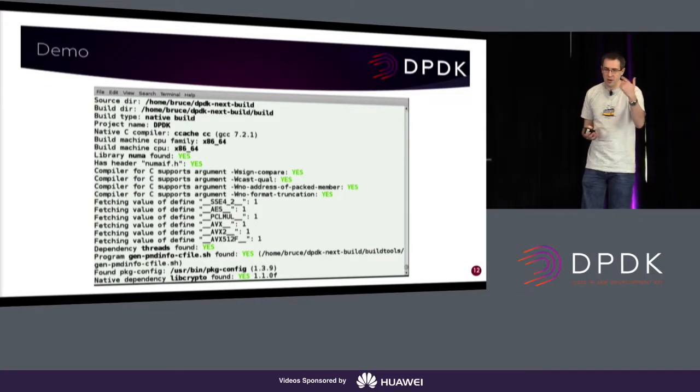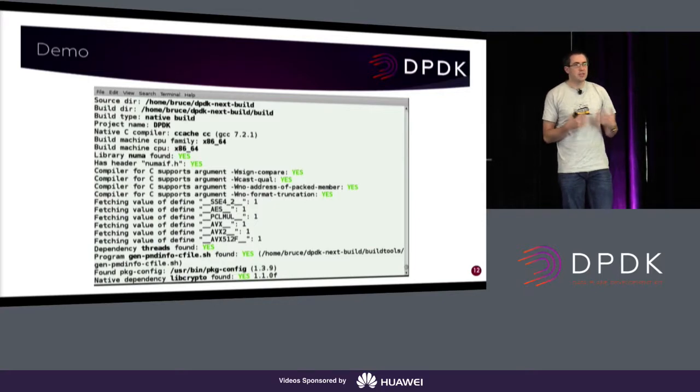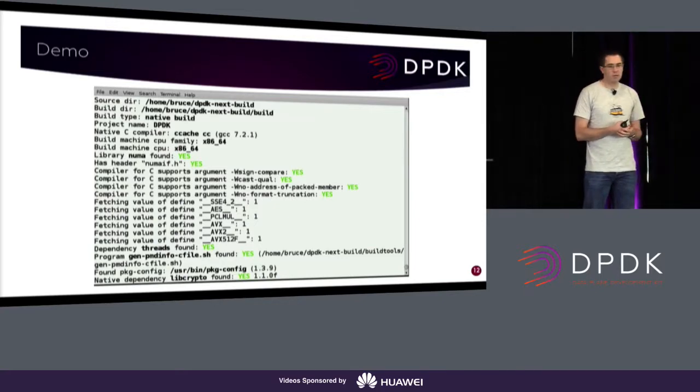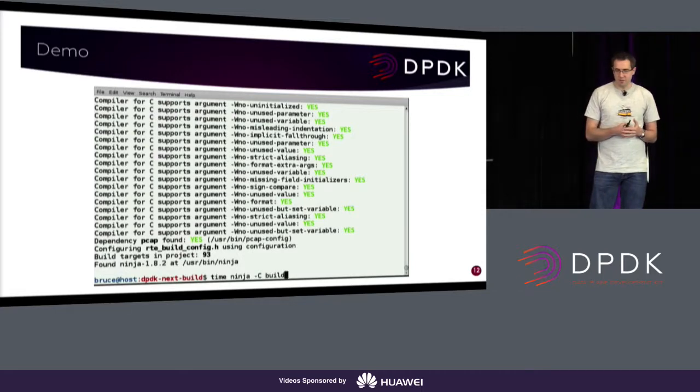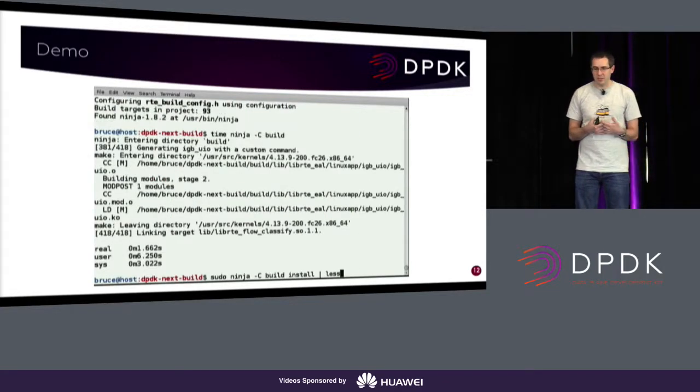It's looking for the NUMA library. It's looking for the threads library and all, to see just what the actual environment that we're running it on is. Okay, it's also looked for package config and found it too. Okay, so then we use Ninja to do the actual build itself.